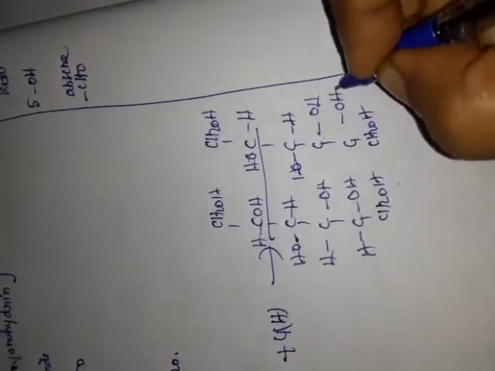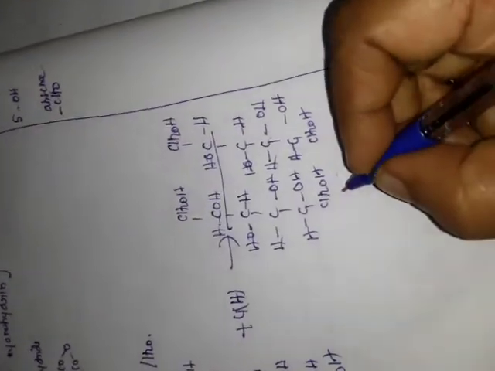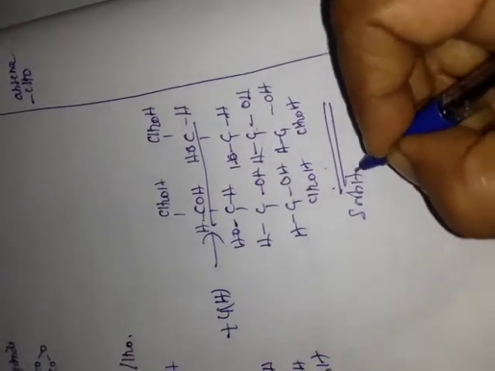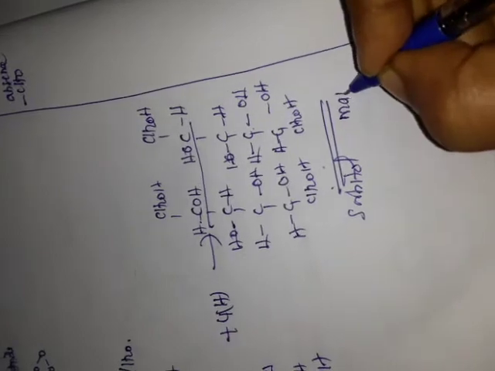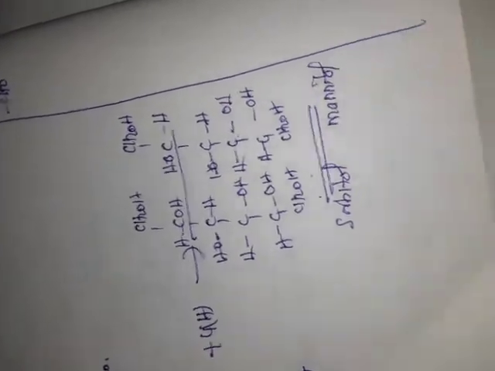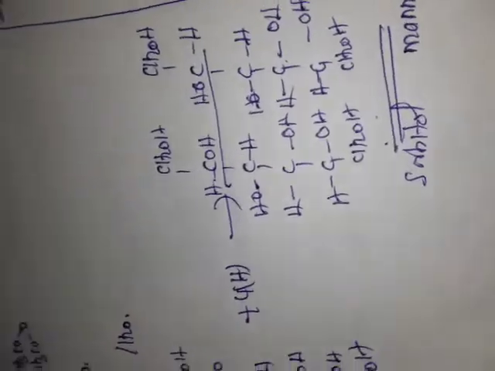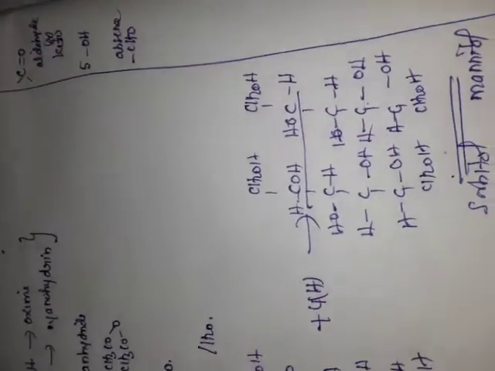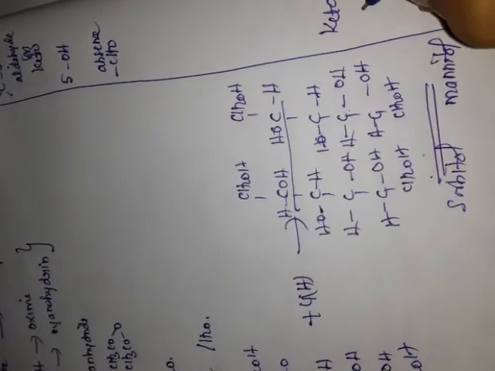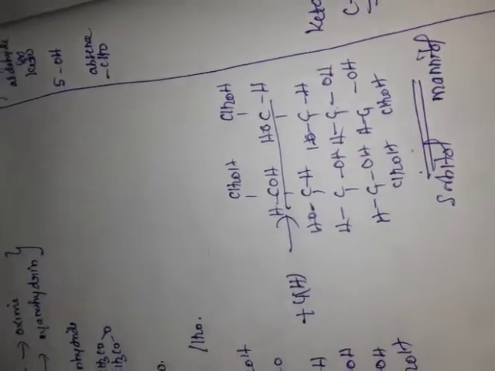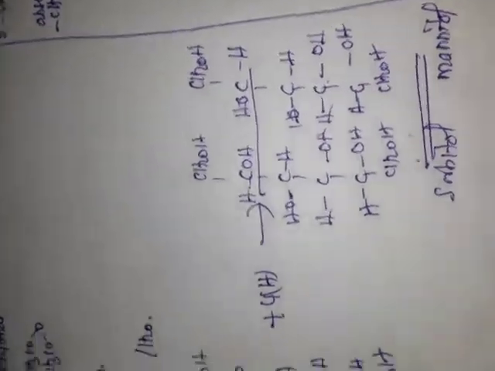OH, OH, H, H. These are called epimers. This is sorbitol. This one is mannitol. Both are epimers. This confirms the presence of a keto group in the carbon 2 position.